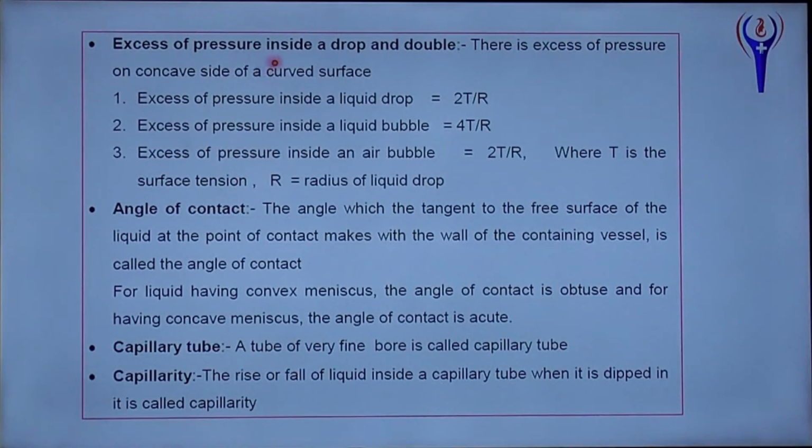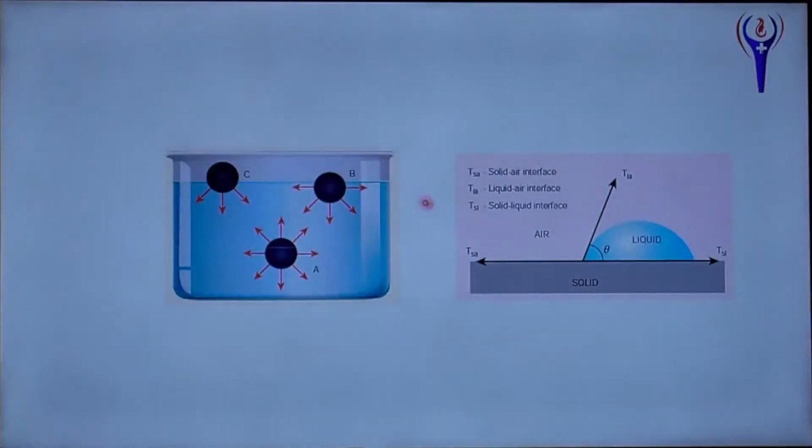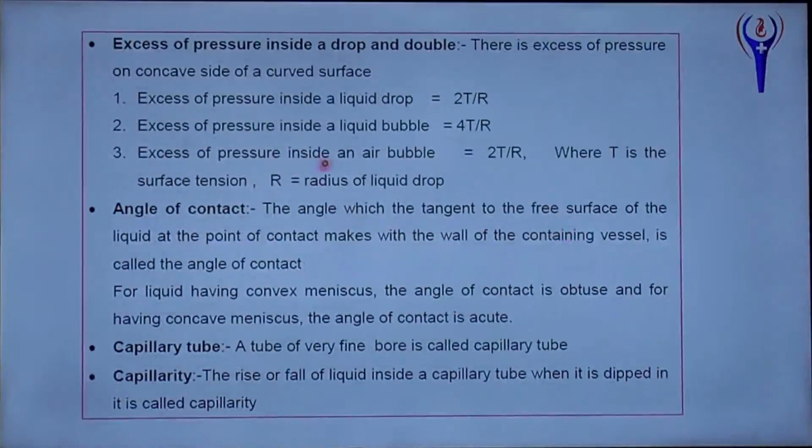And next, excess of pressure inside a drop and a bubble. And one more thing here: the angle of contact, which we are going to study. This is a liquid drop, and how that theta value is, we will discuss. There is an excess of pressure on the concave side of a curved surface. Excess of pressure inside a liquid drop is equal to 2T by R, where T is the surface tension and R is the radius. And excess of pressure inside a liquid bubble is equal to 4T by R. This is another formula we will use in problems.